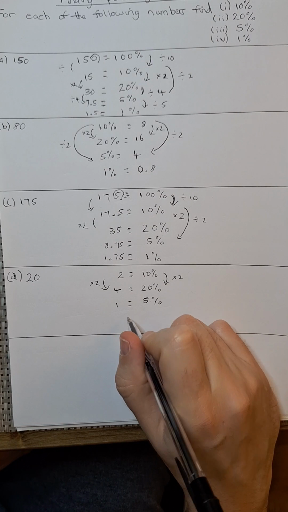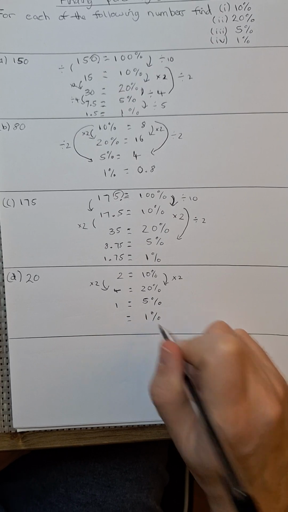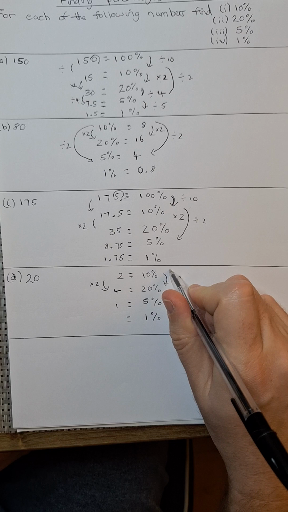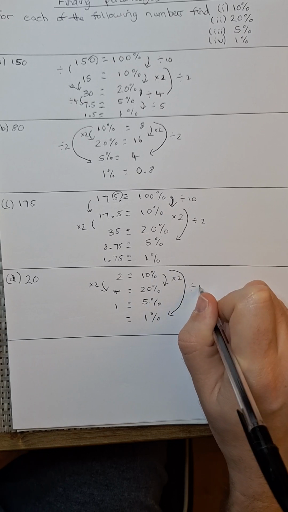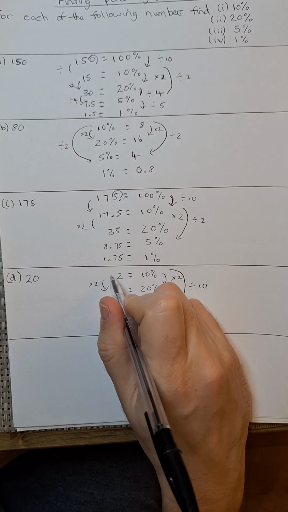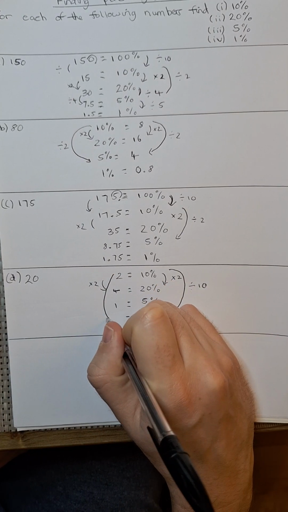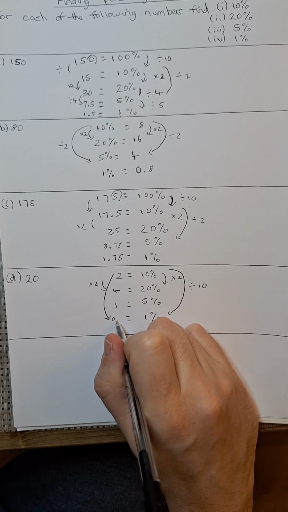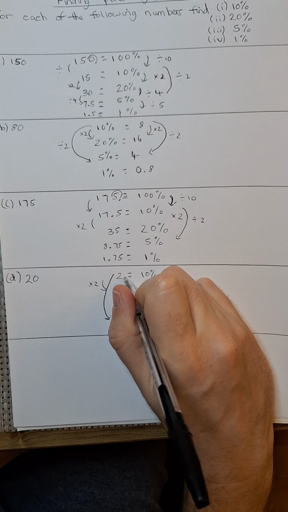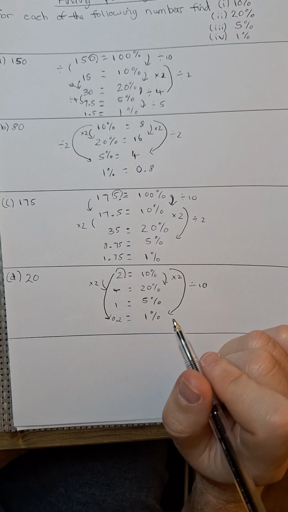And then to get 1%, we are simply going to do 10% divided by 10. I'm going to do 2 divided by 10, which is 0.2, as we move our decimal point one place to the left.